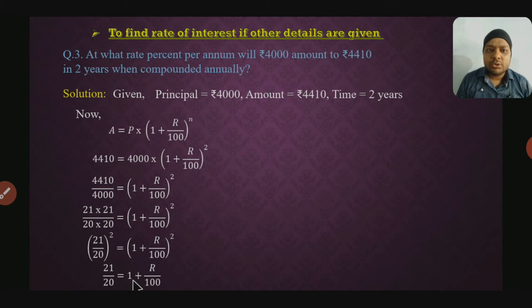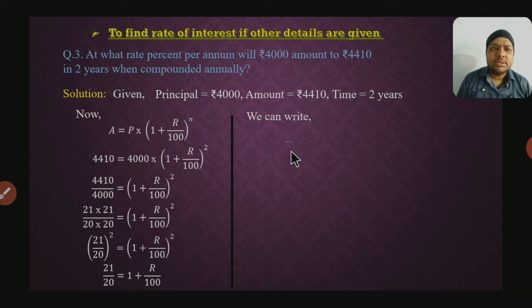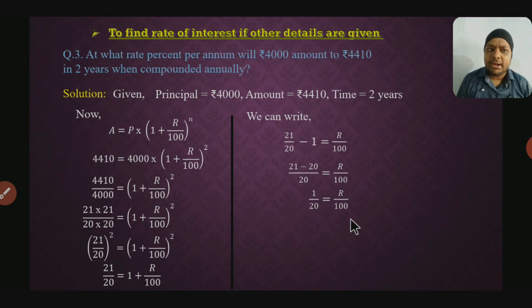Now there is no power, so we will take 1 to that side, then it will be 21 by 20 minus 1 is equal to r by 100. Let's solve it. It will be 21 minus 20 by 20 is equal to r by 100. So it will be 1 by 20 is equal to r by 100. Now we will take that 100 to the other side. So r is equal to 100 by 20. Now 20 fives are 100, so the value of r will be 5%. So like this we can find the rate if the interest is compounded annually. Okay, students, I hope that you all have understood. Let's move to the next question.